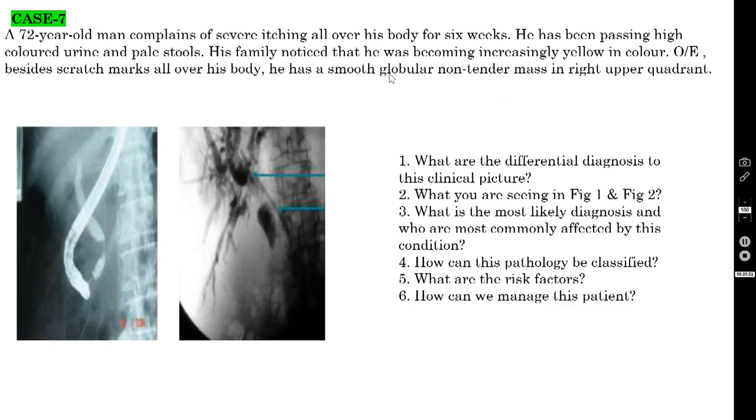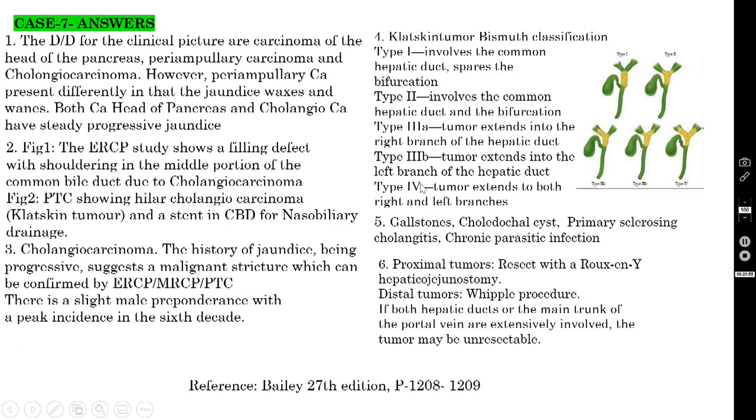This is diagnostic. The patient is having a globular mass. He is a case of obstructive jaundice because he is passing high colored urine and pale colored stool, and he is having a non-tender mass in the right upper quadrant. So this is what is called Courvoisier's law. I'll be discussing all these things. What are the differential diagnoses to this clinical picture?